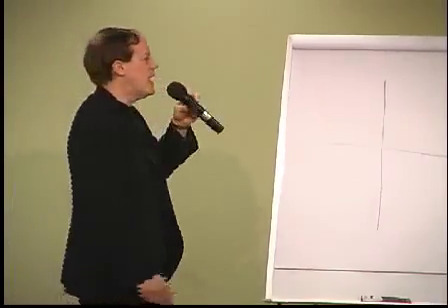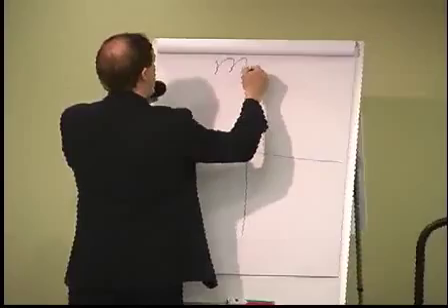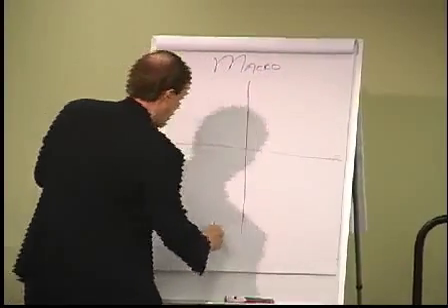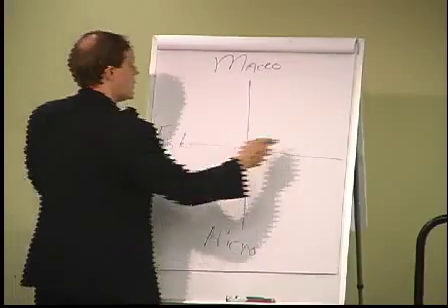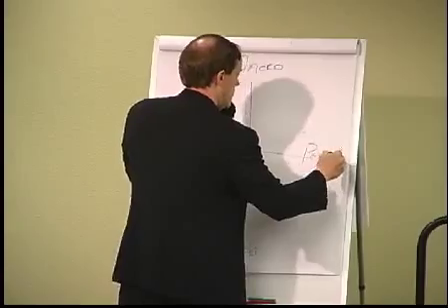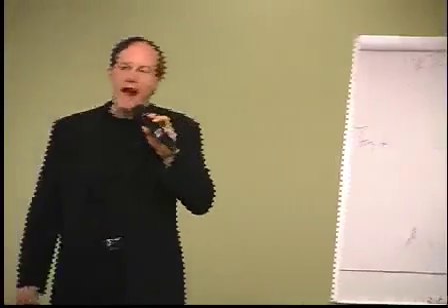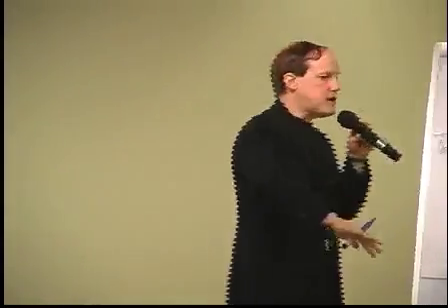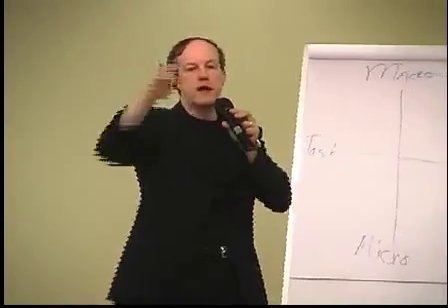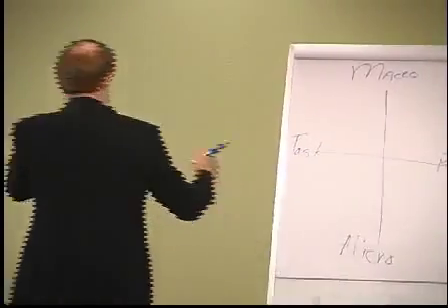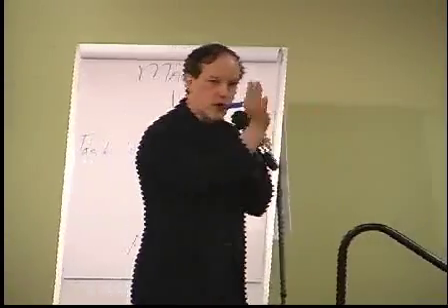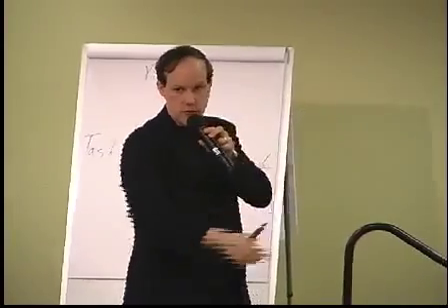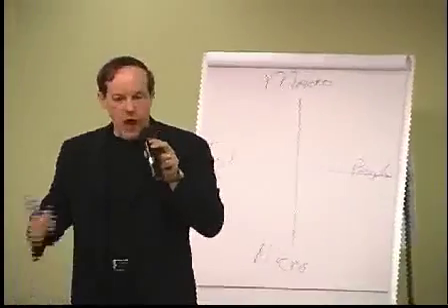Can everybody see this? Up at the top here, I'm going to put macro. Down at the bottom, I'm going to put micro. Over here, I'm going to put task. And over here, I'm going to put people. So if you are a macro, a big picture type of person, I want you to come to the front of the room. If you are a micro person, you're interested in details, you go to the back of the room. If you are interested in tasks, in other words, getting things done, you go to the left side. And if you are interested in people, you go over to this side of the room, just like we've drawn up here. We're going to divide this room.